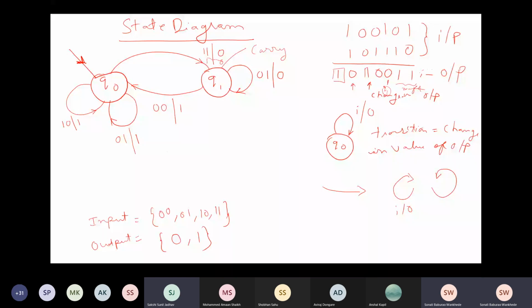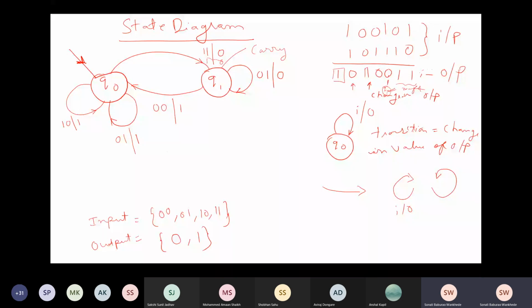Actually, I was considering the input state and not the output state. Okay, I got it. So you have to consider your present state and forget about your previous state. That's why you are still in Q1 and you are getting the output as 0.